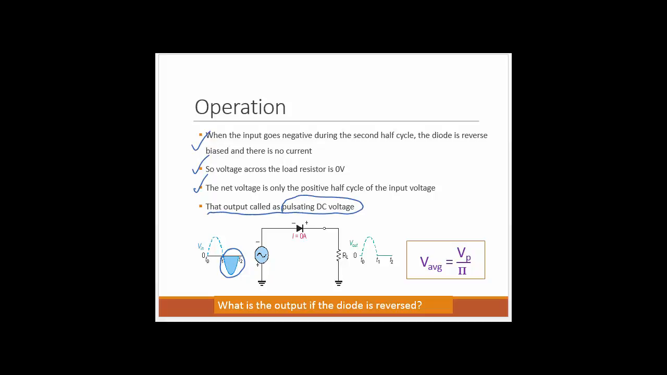So the average output voltage is going to be the peak voltage over pi. Remember, it's pi radians. So the diode is only conducting 180 degrees of the input cycle. If the problem is asking for an average output voltage, it is going to be the peak voltage over pi, which is 3.14.